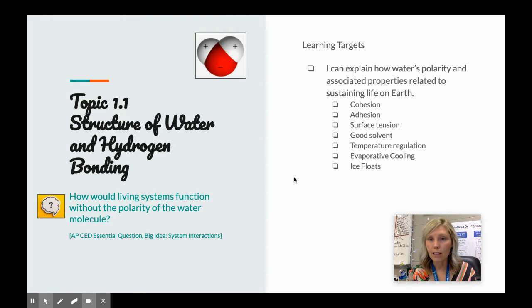If I read the target, it says, I can explain how water's polarity and associated properties relate to sustaining life on Earth. So I'm first taking a look at the verb. The verb says explain, so I know I'm going to have to provide an explanation, and so then I'm going to look deeper. What is the explanation going to have to include? And it looks like it's going to have to be an explanation about some kind of relationship, how something relates to something else. So the first something is going to be water's polarity and properties. And what do I want to relate that to? I want to relate it to how it sustains life on Earth, because those two things obviously are linked together based on this target.